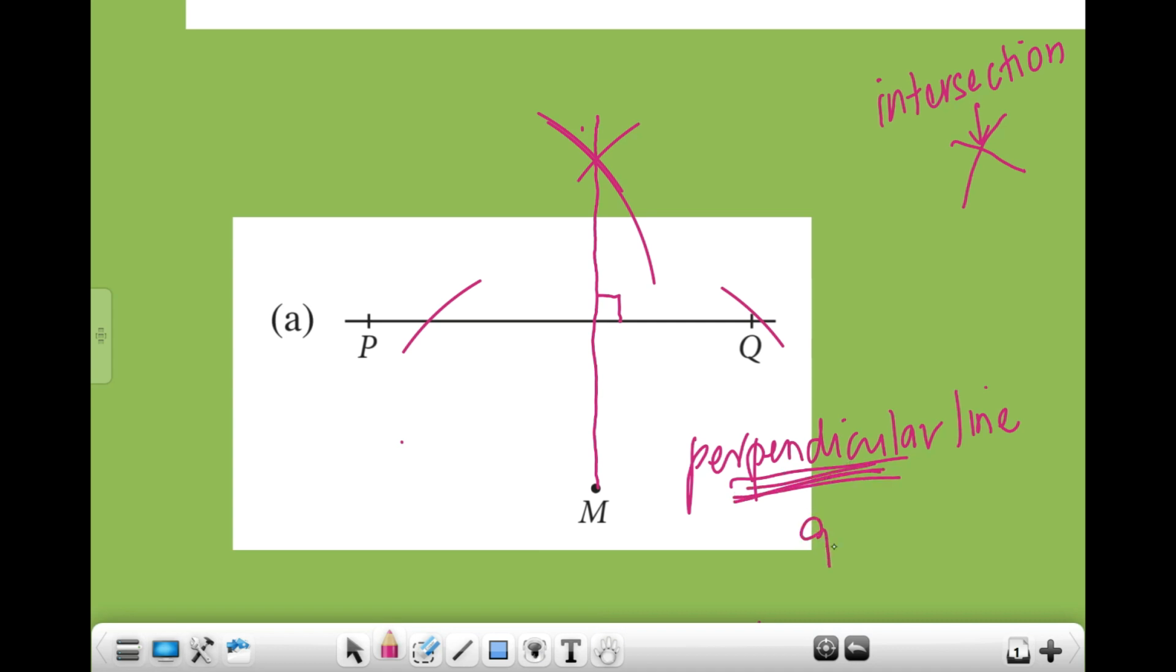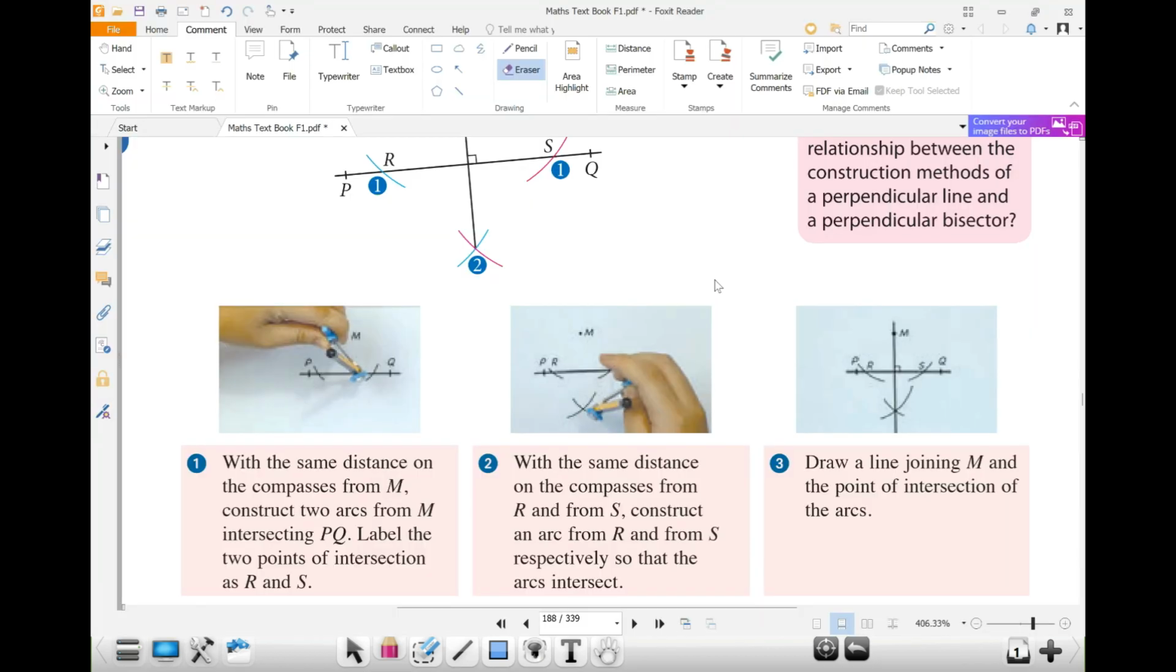Have you done everything? Yes. Very good. Okay, we move to the next one. You have done how many diagrams so far? 3. Yes, very good. We have 2 more to go. Okay, let's go back to our textbook. This is our textbook. So if you don't know how to do it, you go back again. This is perpendicular line. So we move on.